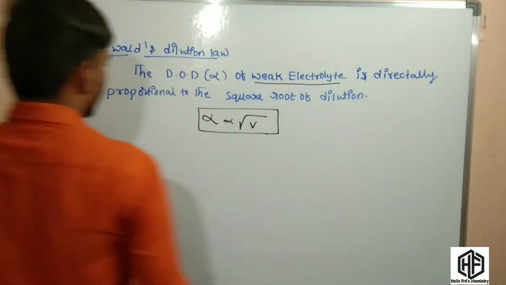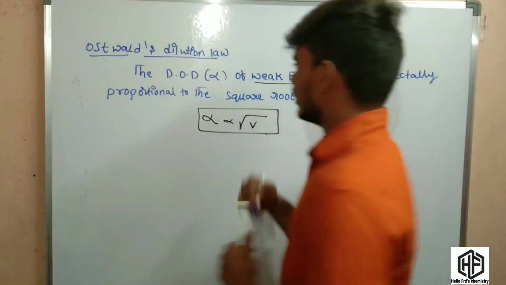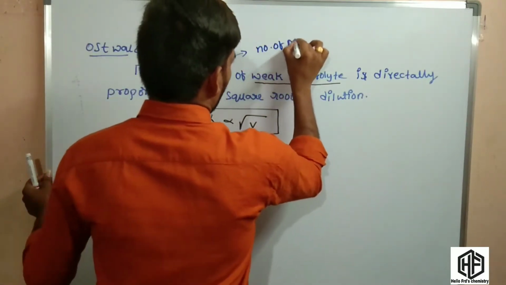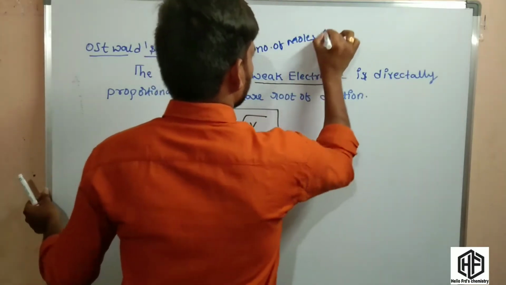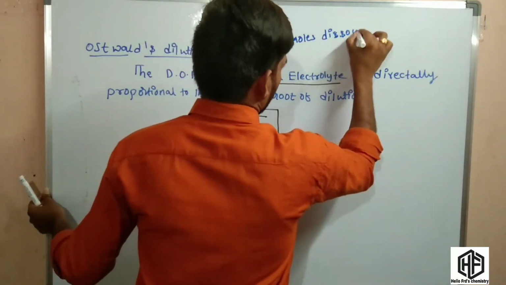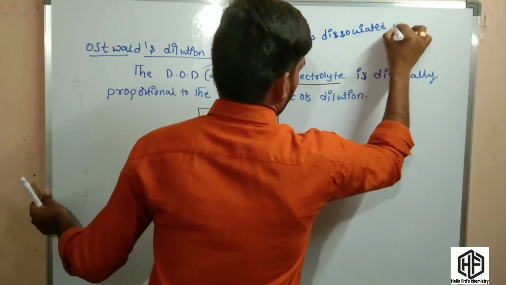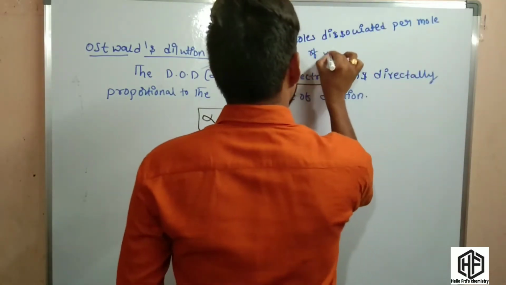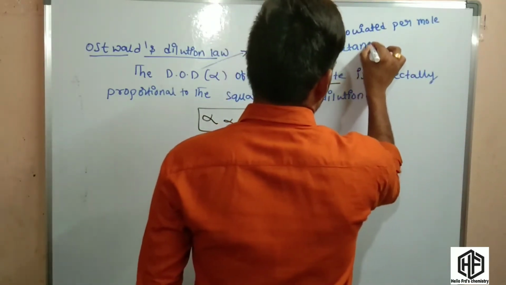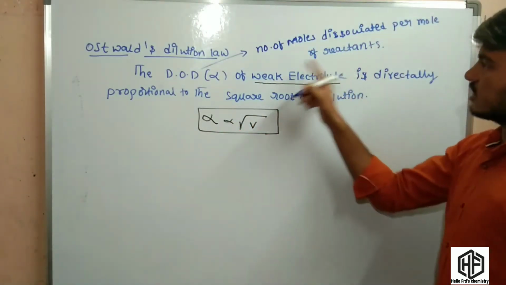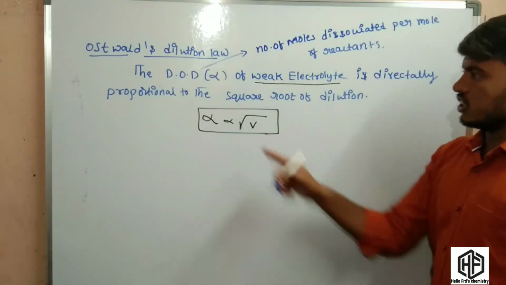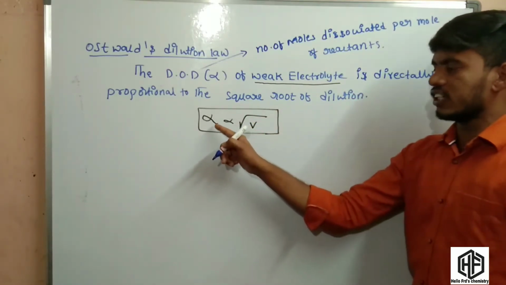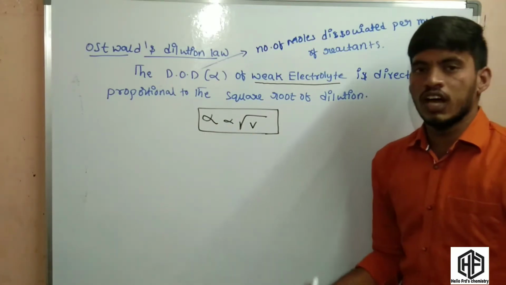Friends, you know what the degree of dissociation is. The degree of dissociation is the number of moles dissociated per mole of reactants. The degree of dissociation of a weak electrolyte is directly proportional to the square root of dilution, that is, alpha is directly proportional to root V.